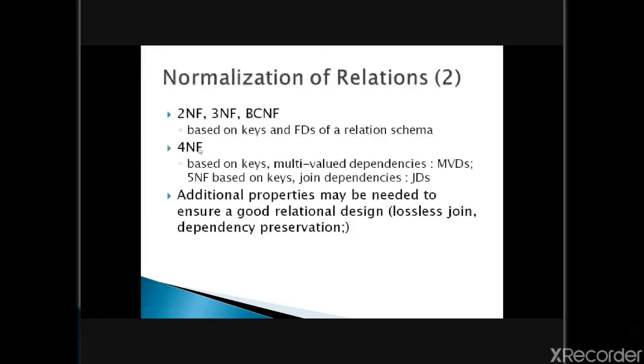Normally you will have 2NF, 3NF, BCNF. These are all based on keys and FDs only. Then 4NF is based on keys along with multi-valued dependencies. And 5NF is based on keys along with join dependencies. These things we will also study. Some other additional properties are there: lossless join and dependency preservation. Those things we also have to do.